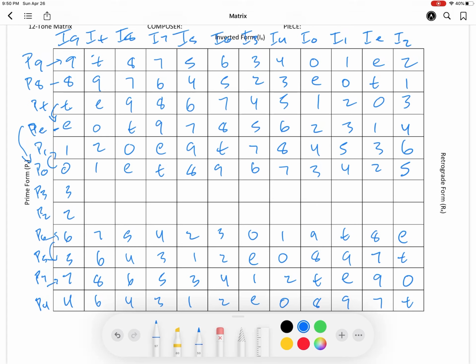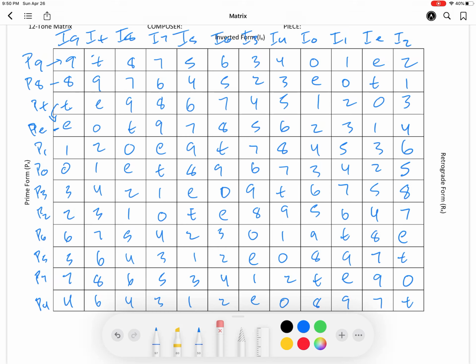And to P2, I'll add 1 for my P1. So 3, 1, 0, 10, 11, 8, 9, 5, 6, 4, 7. And finally, P3, I'll add 1 to my P2 row form. 4, 2, 1, 11, 0, 9, 10, 6, 7, 5, and 8. And there you go. That's it.